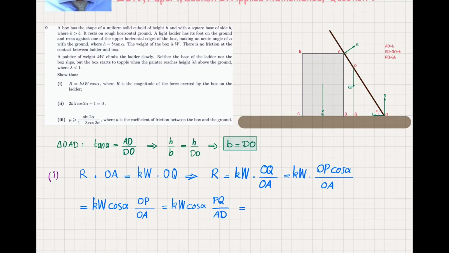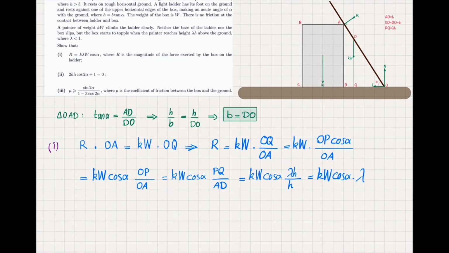But here, because of the information given in the problem, PQ is lambda h, so instead of PQ I can put lambda h, and AD is just h. So instead of AD I can put h. So this becomes KW cosine alpha, and then I will have lambda h divided by h, but now this h and that h are cancelled, so this becomes KW cosine alpha times lambda. And that's exactly the relation that I want to show here. Yes, so this means that I was able to show that this is equal to K lambda W cosine of alpha.